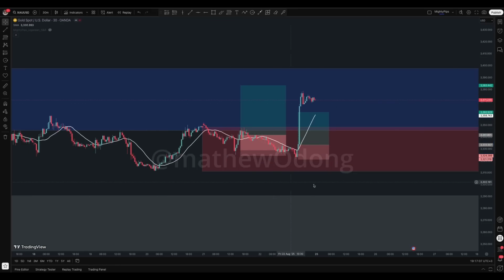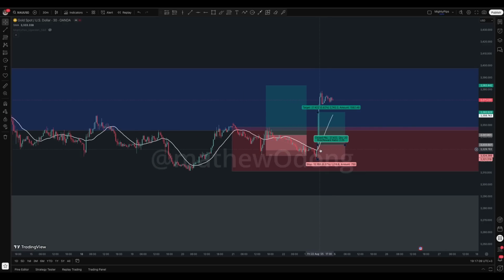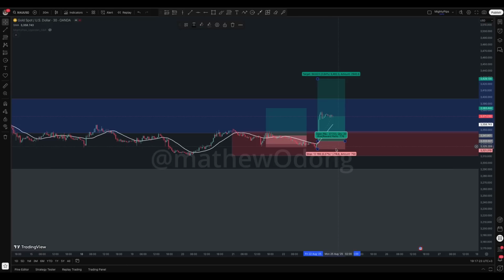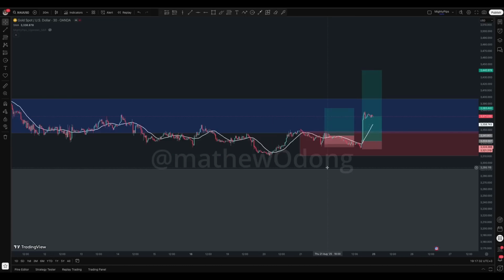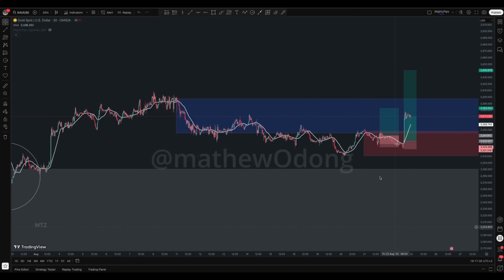But since I am going to hold this as a swing trade, what I do is that after I've entered my trade here, I hold this trade for a very long time. I don't actually use a take profit when I'm swing trading. I leave the trade open and just trail my stop loss. So for example, if the market keeps going up, I keep moving my stop loss and trailing the trade until I'm stopped out. That is how I do my swing trading based on this strategy.